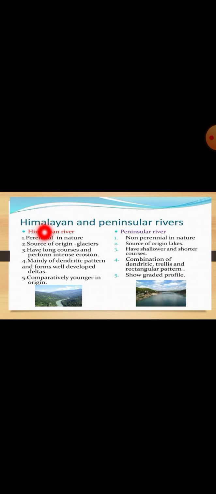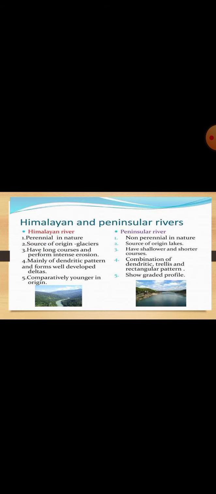Let's see here the difference between Himalayan rivers and peninsular rivers. Himalayan rivers are perennial rivers and peninsular rivers are non-perennial rivers. What is meant by perennial and what is meant by non-perennial? Perennial rivers never depend on the rain. They always contain water. Most of the perennial rivers originate from the glaciers. Non-perennial rivers always depend upon the rain. They never contain water throughout the year because they depend upon the rain.